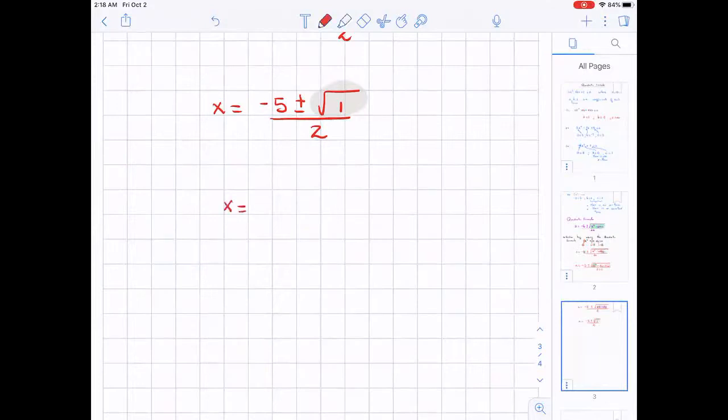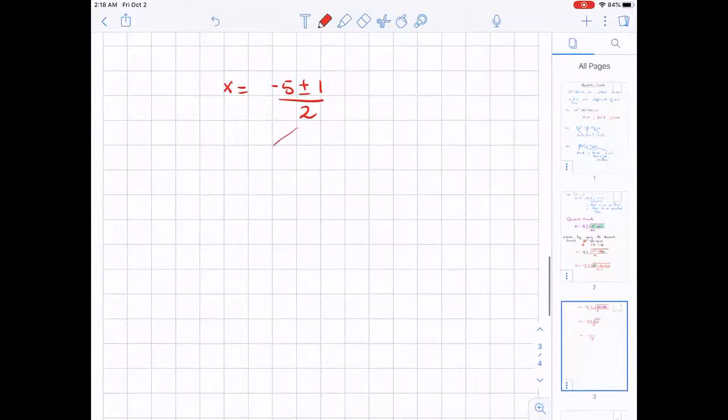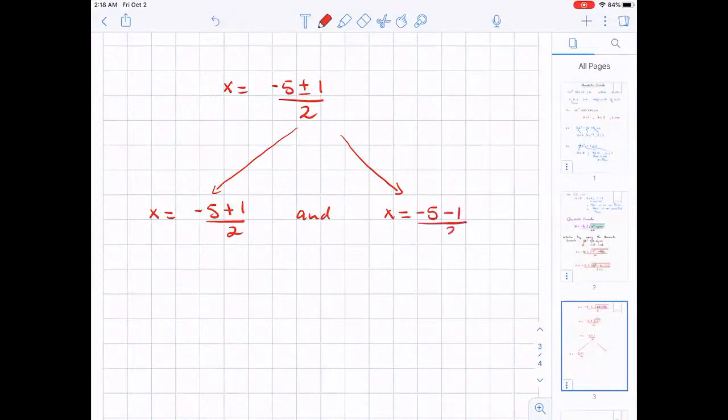So x is equal to minus 5 plus or minus 1 over 2. And then what I like to do from here, I split the problem into two parts now. So we have x is equal to minus 5 plus 1 over 2, and x is equal to minus 5 minus 1 over 2. I'm splitting it because if you notice here, we have a plus or a minus. So that means one time the problem is going to be a plus, next time it's going to be a minus.